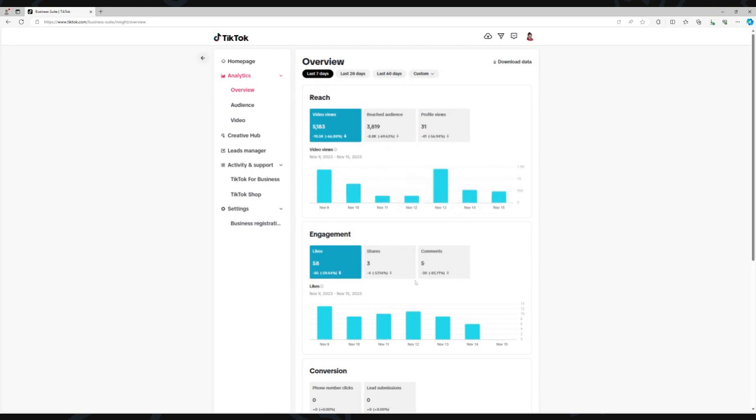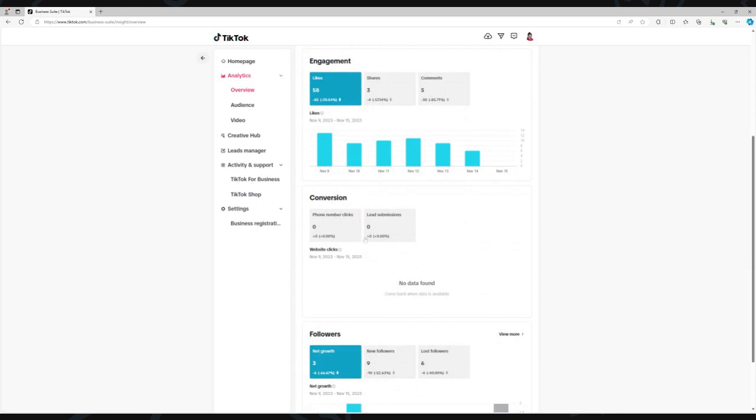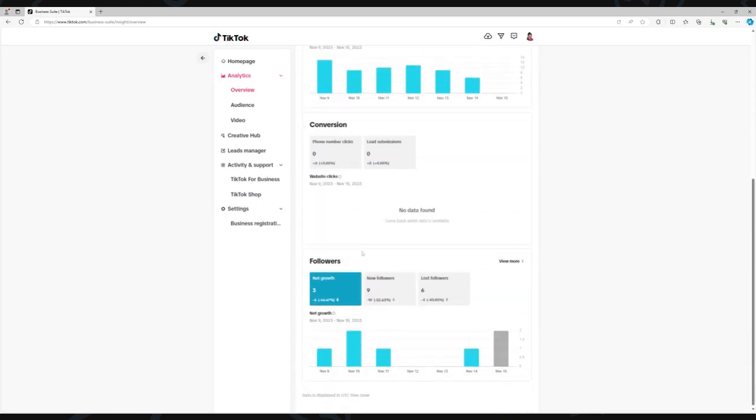And then the same for the engagement, that is down. I don't have any of this. I do have net growth, so I gained 3 followers, but that's down almost 70% as well. My new followers, I have 9 new followers, but that's down a little over 50%. My lost followers is 6, so that's down about 40%.